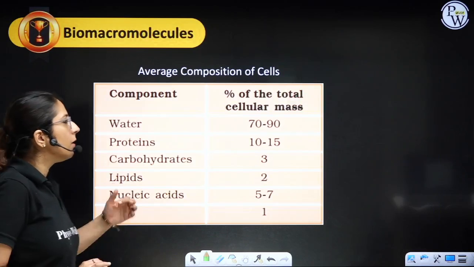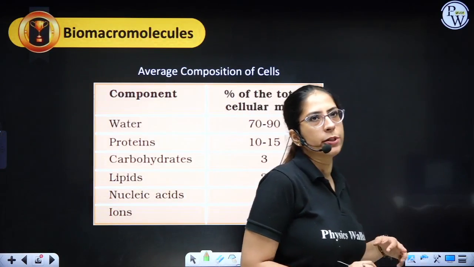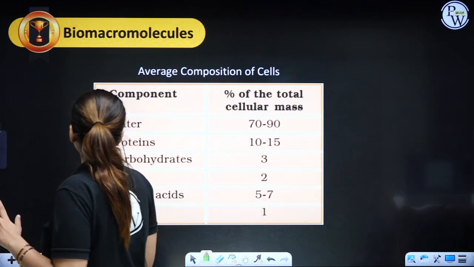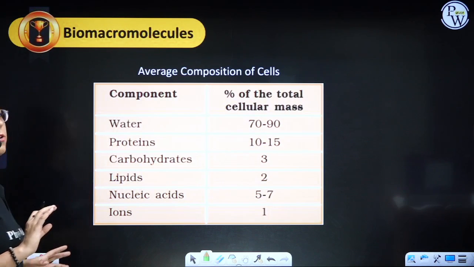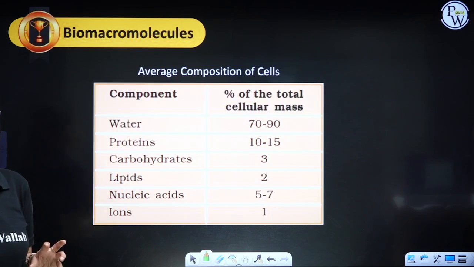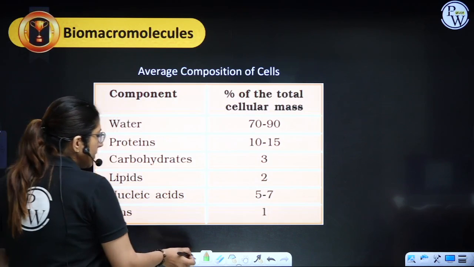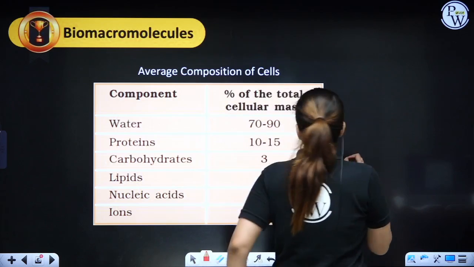Now, to talk about the average composition of cell. We have seen that all these substances, the major macromolecules, are present inside the cell. Now the average composition of cell which your NCERT talks about is the water. So basically it is having the water.